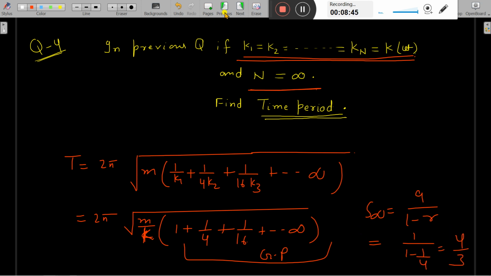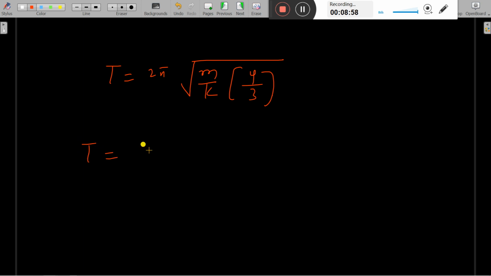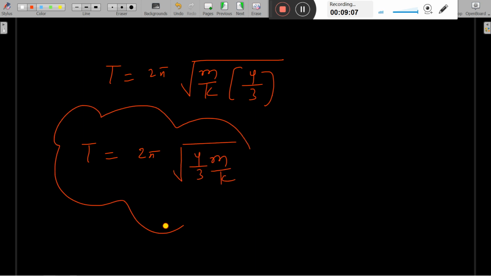So what will be the time period? The time period is 2 pi under root m over k, and the sum to infinite comes out to be 4 over 3. So the time period is 2 pi under root (4 by 3) m over k. This is our required answer.